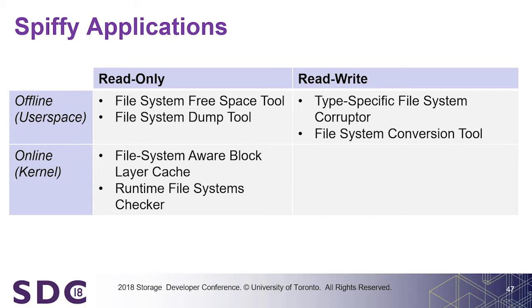On the first row of the table are offline applications which operate while the file system is not in use. In this case, these applications are written in user space. On the second row of the table are online applications that operate while the file system is mounted. In this case, the applications are written in the block layer of the kernel, and they allow traversing and interpreting file system specific metadata without requiring any changes to file system code.